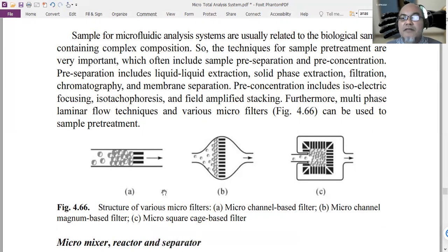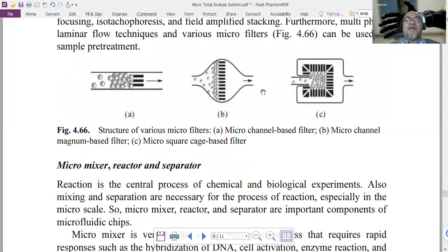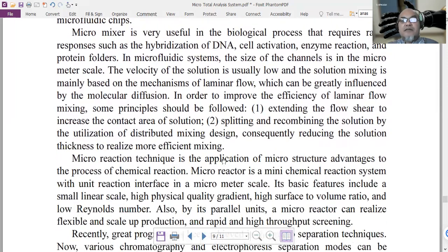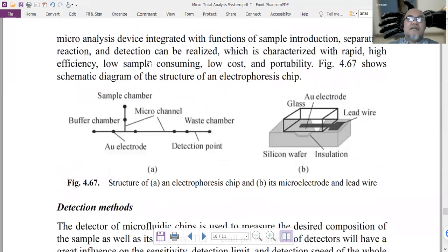Filtering is often used in microfluidic systems. This is, for example, using a microchannel based filter, in which there is a channel having small gaps between them. And B is using a magnum based filter, and C here is using a micro square cage based filter. So the sample is stored in the middle, and only sample which has a smaller size than the gap here can flow through. Then micromixer, reactor, and separator, like this.